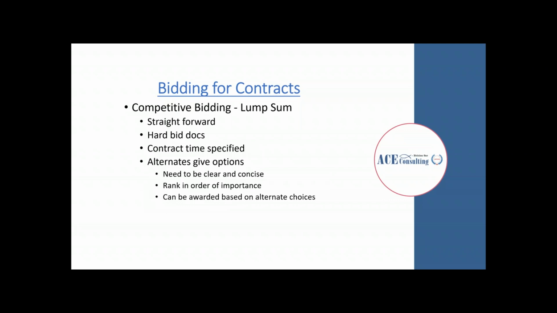In lump sum contracts that are competitive, it's fairly straightforward. There are hard bid docs with a mostly complete design. The contract time is specified of when it must start and when it must end, and the alternates, if included, give options more than anything. Those alternates need to be clear and concise. They need to be ranked by order of importance. And ultimately, the alternates can be something that sway who gets the award of the job.